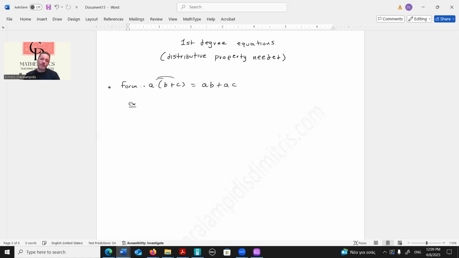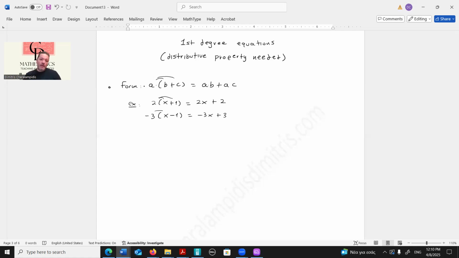So, for example, if we have 2 multiplied by x plus 1, the result should be 2 times x, which is 2x, plus 2 times 1, which is 2. Negative 3 multiplied by x minus 1, it should be minus 3 times x, which is negative 3x, followed by the product of minus 3 multiplied by negative 1, which is plus 3. So that is the distribution.